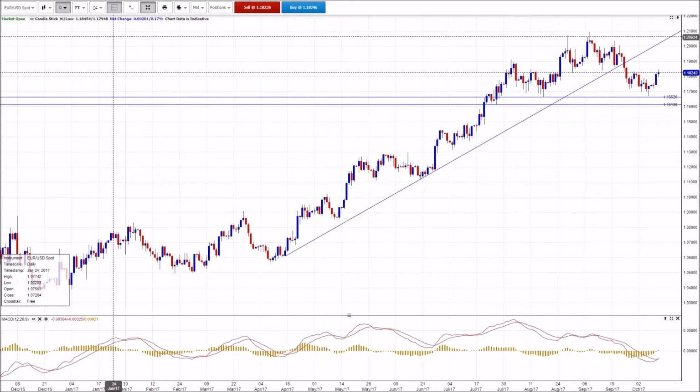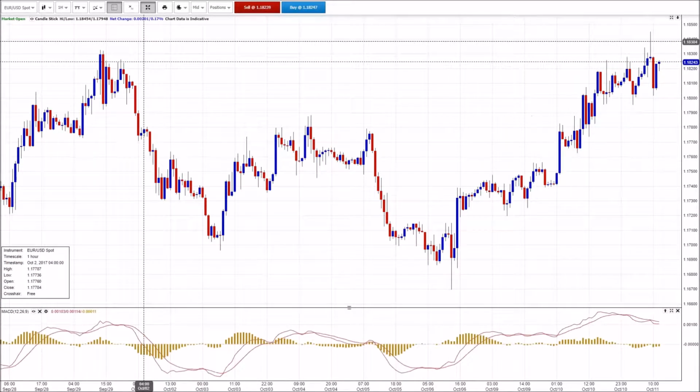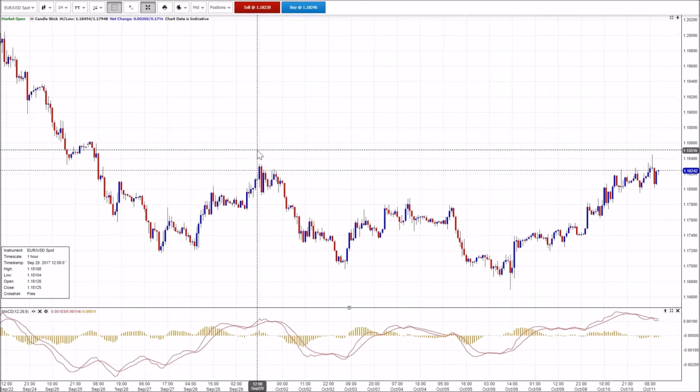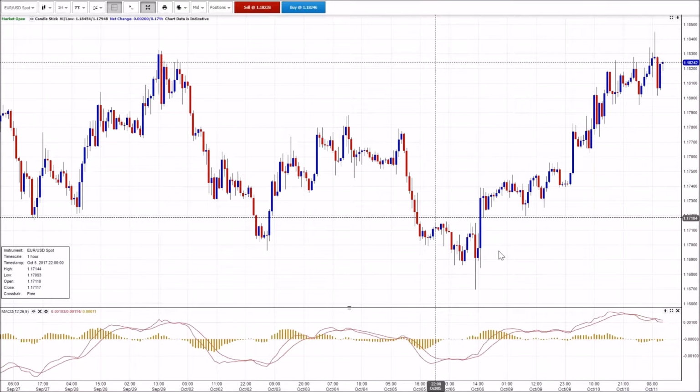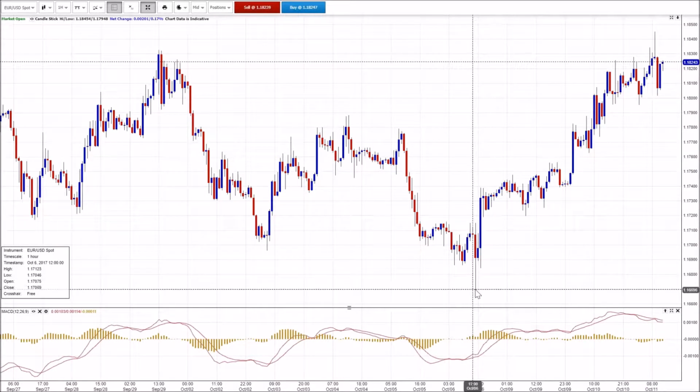Let's have a quick look on the hourlies. I do have a couple of trades going on euro dollar at the moment, so I've been paying a bit of attention for a change. You can see how the market has come up. We have rallied pretty hard off the lows from the 6th of October.